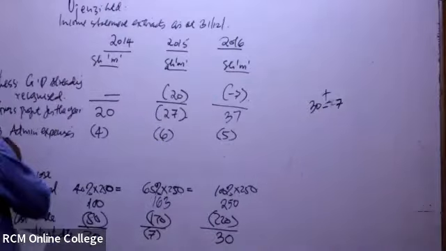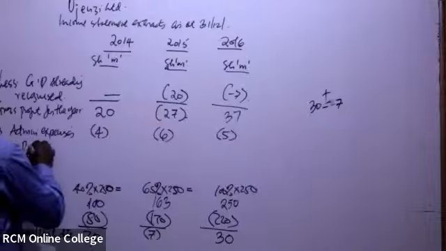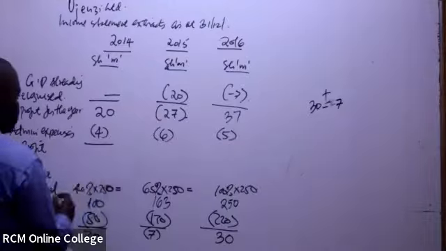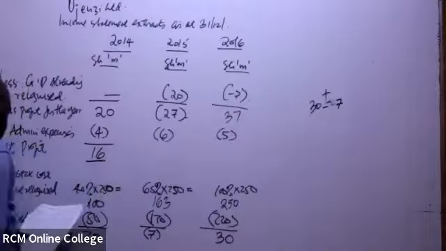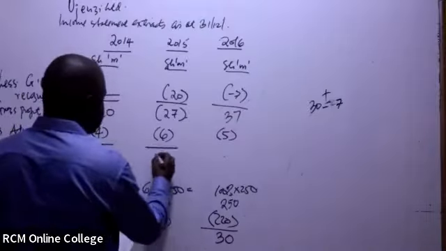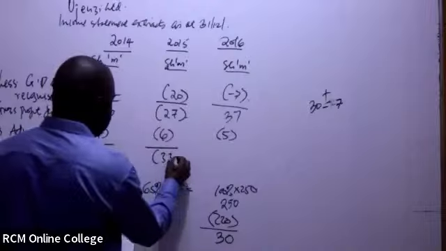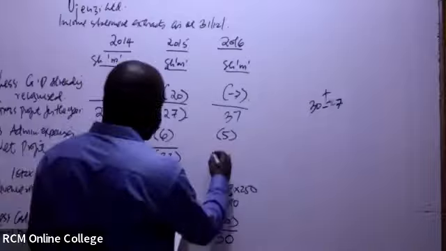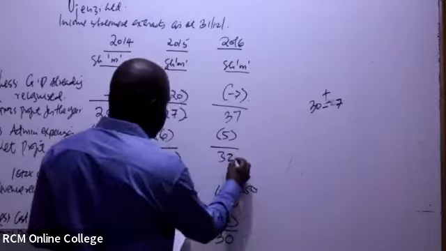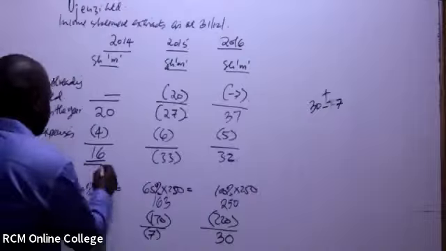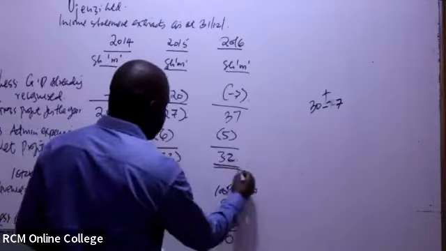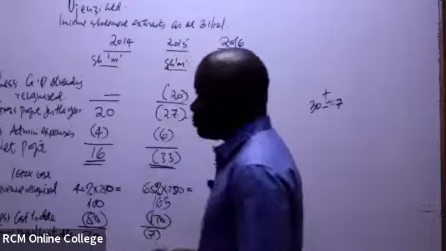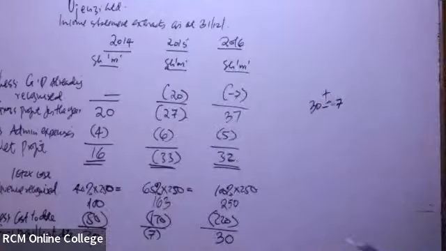So with this, you can get the net profit. This one is actually 16. This one is negative 33. This one is 32 like that. So of course, those are the net profits like that. So that's why in this case you would have been able to come up with those figures.